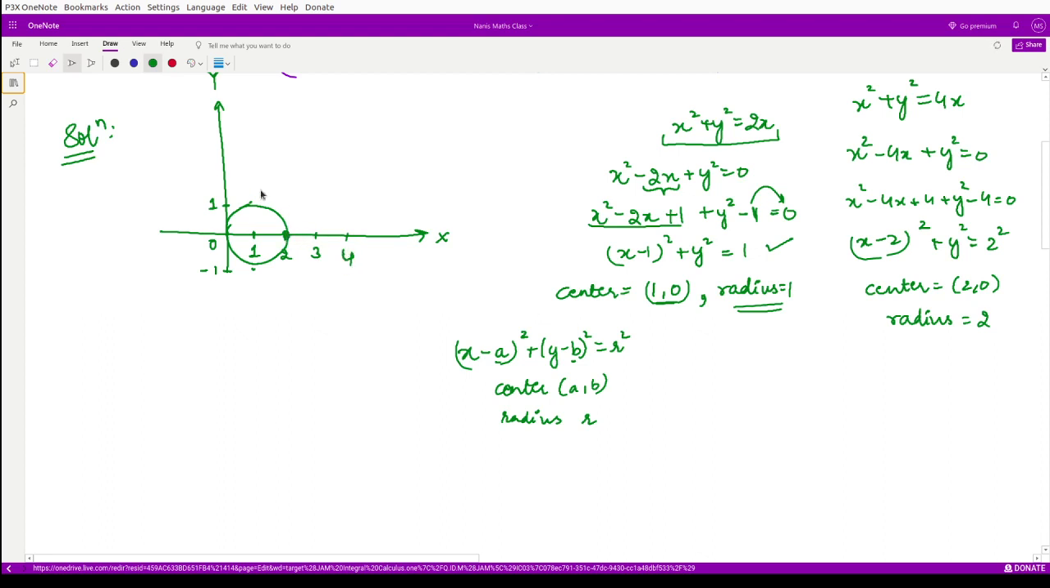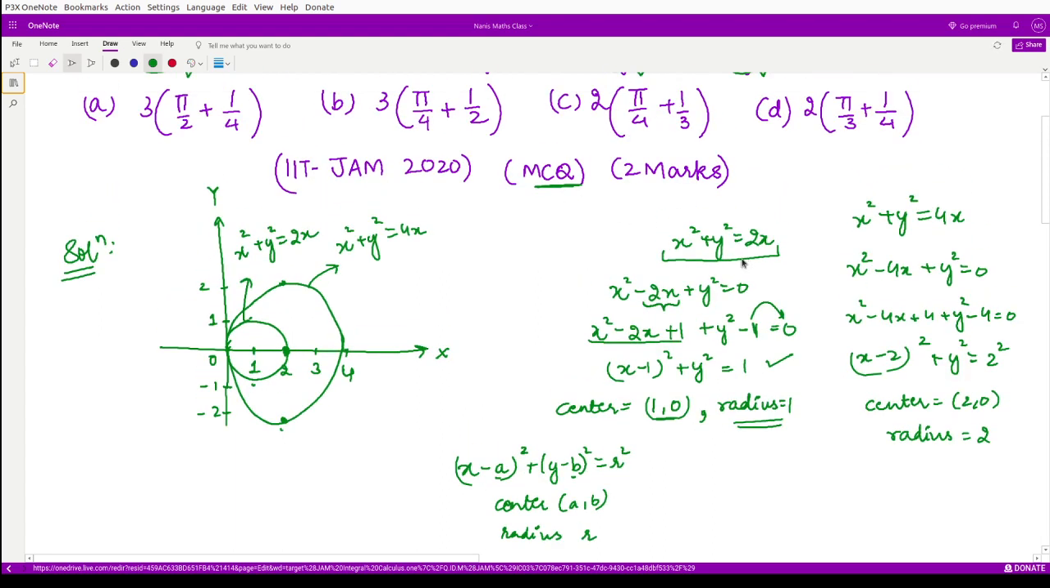So that means your circle would go from here to here. This point is minus 2, right? Here to here and from here to here. So our circle would go somewhere like this, right? So this is our circle. So this circle has equation x square plus y square is equal to 4x and this circle has equation x square plus y square is equal to 2x.